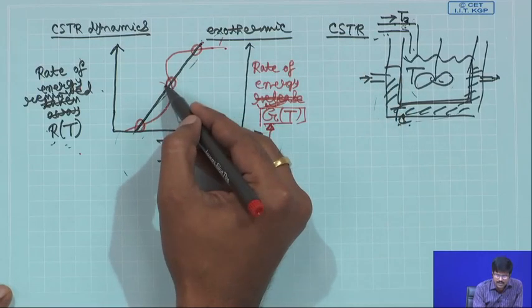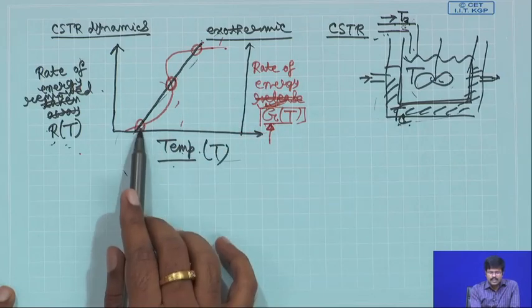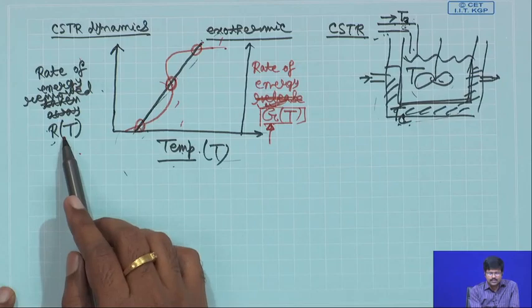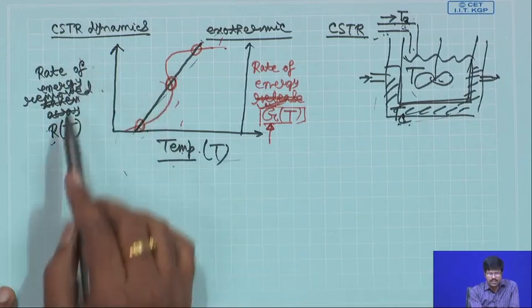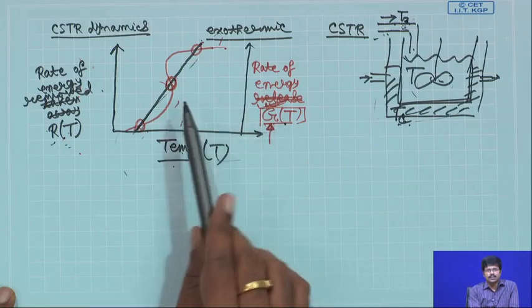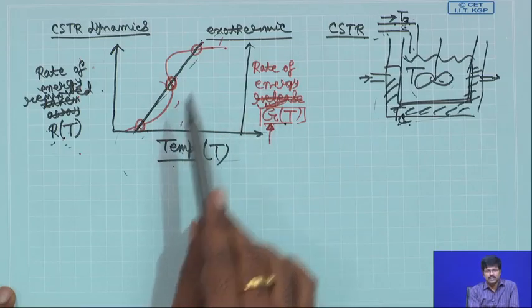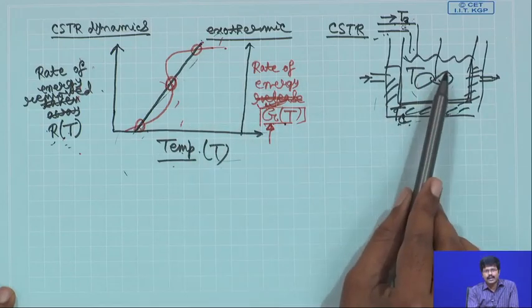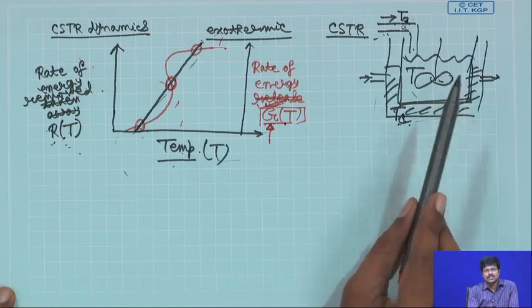So, what happens at these intersection points? At each intersection, you can see the rate of energy removed becomes equal to the rate of energy generated. That is your steady state condition. If that condition is fulfilled, then the reactor temperature will not change.